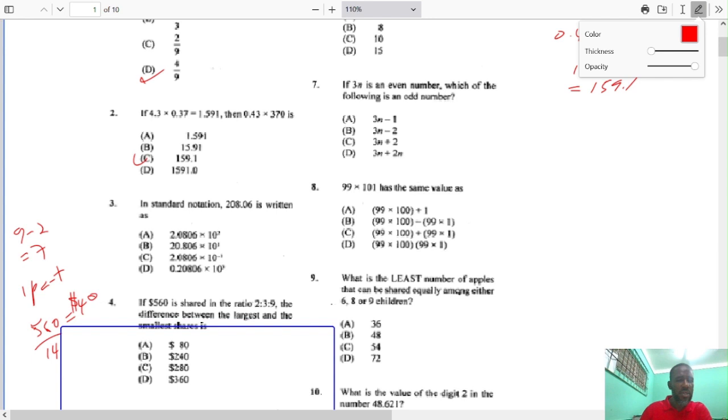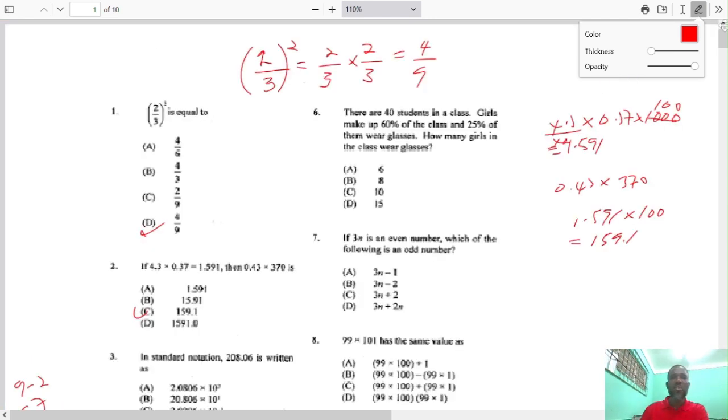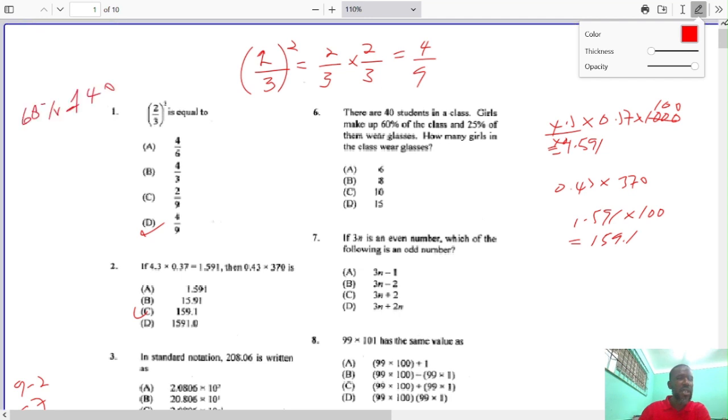There are 40 students in a class. Girls make up 60% of the class and 25% of them wear glasses. How many girls in the class wear glasses? So basically, there are 40 students in the class and we want to first find 60% of 40. So we can just merely multiply that. 6 times 4 will give us 24.